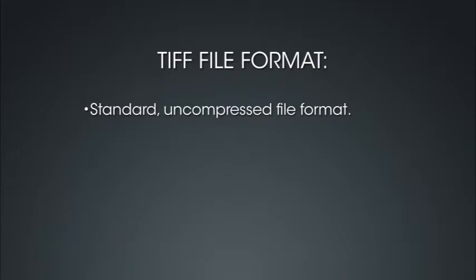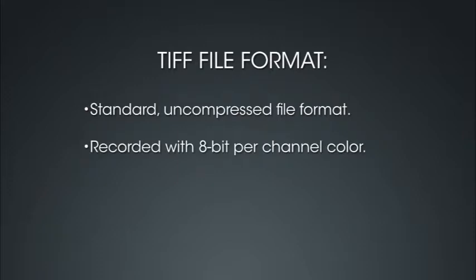The next image quality setting on the DF is TIFF. TIFF is a standard uncompressed file format that is supported by many types of image editing software. TIFF files are recorded with 8-bit RGB color. Because TIFF files are uncompressed, their file sizes are larger than RAW files and much larger than JPEG files.